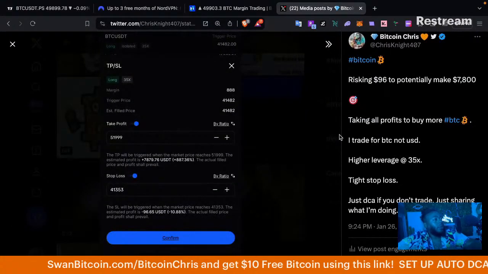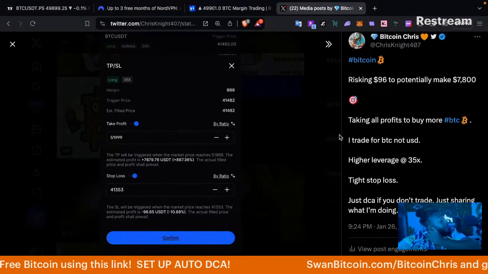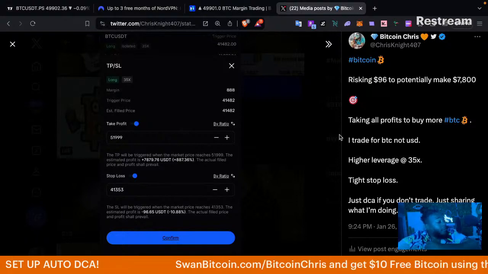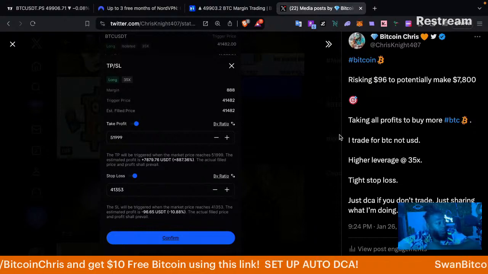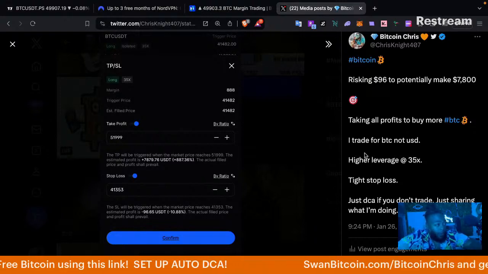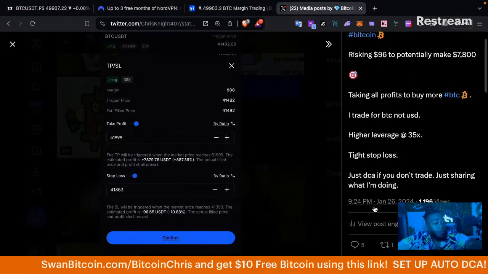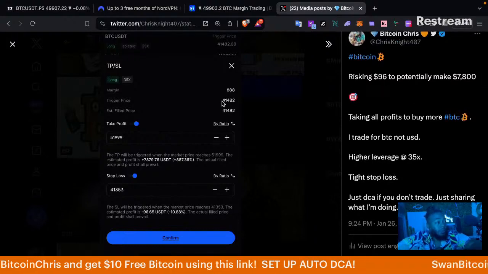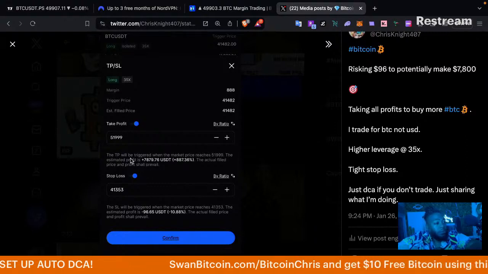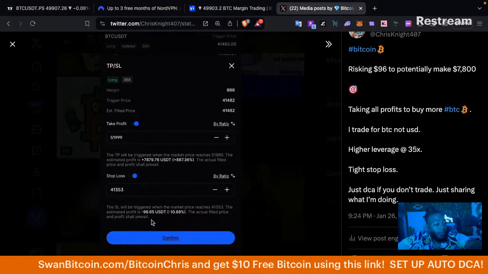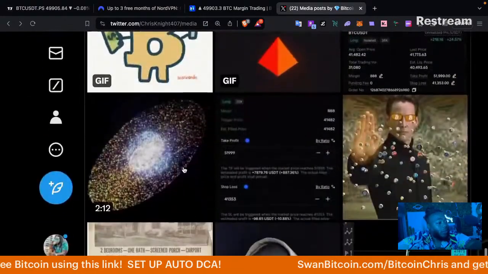Here's the tweet I was referring to. Risking $98, $96 to potentially make $7,800, which I should have held. But you know, if you're scalping, that's an option. If you're going to do swing trading, that's another way of trading. Taking all profits to buy more Bitcoin. I trade for BTC, not USD. Higher leverage at 35x, tight stop loss, just DCA. If you don't trade, just sharing what I'm doing. So again, when was this? January 26th. $96 to make 7 racks. Where else can you do that, guys? Where else can you do that?